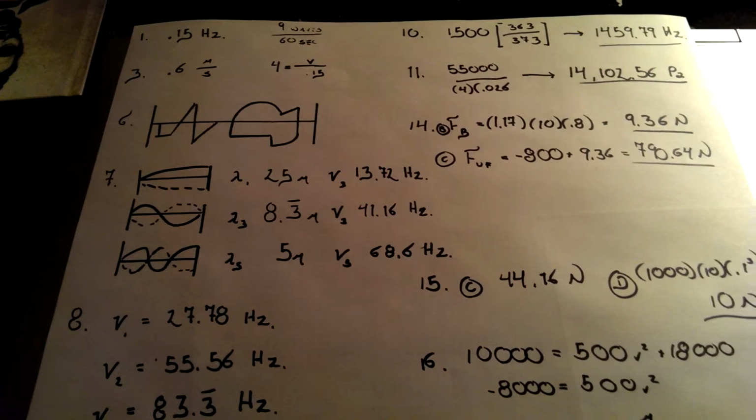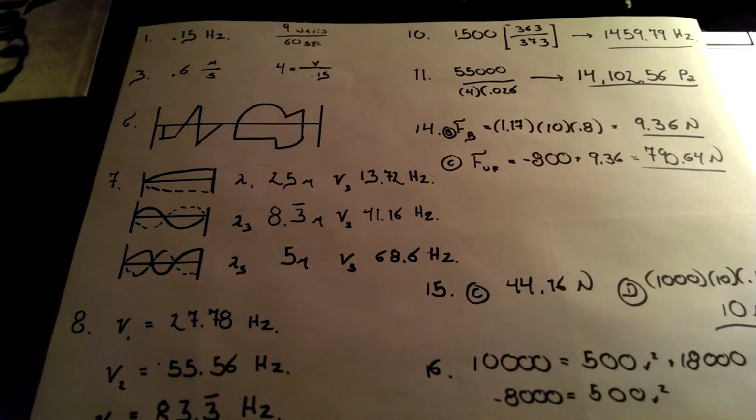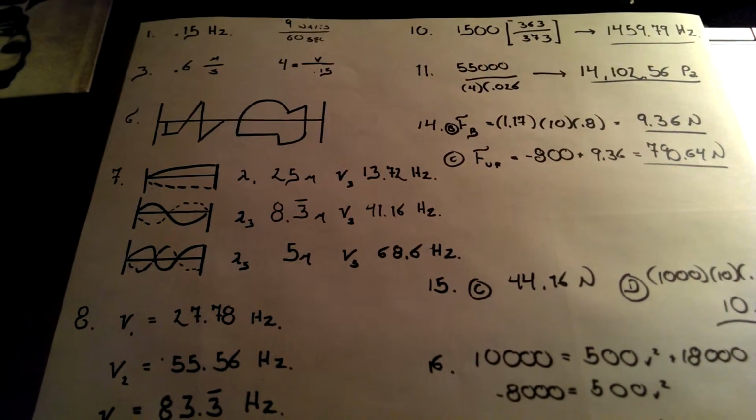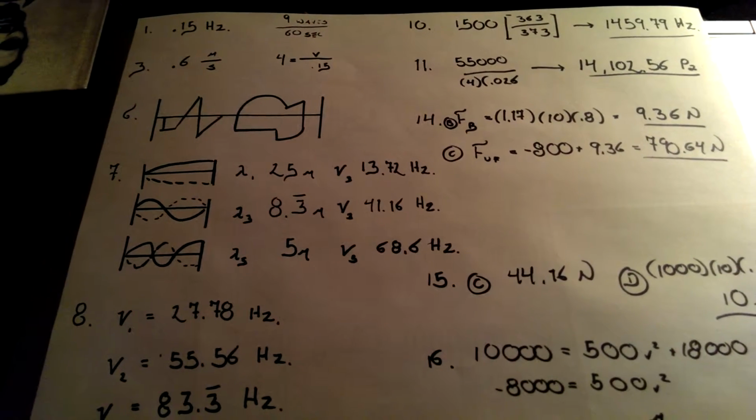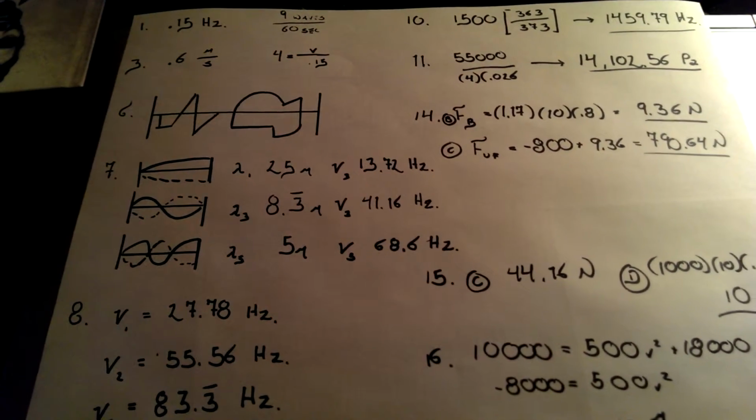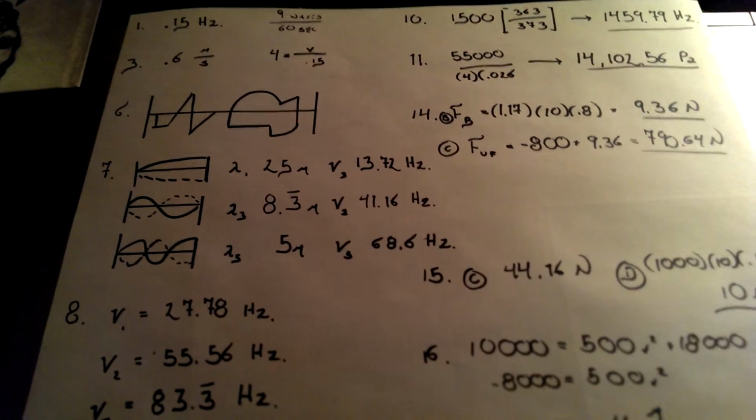So, the first question is the frequency of the waves, and the frequency of the waves is 0.15 hertz, because you have 9 waves in 60 seconds, so when you divide that, you get 0.15 cycles per second.